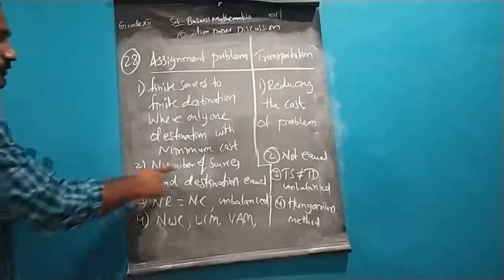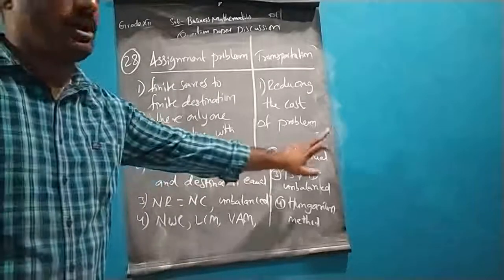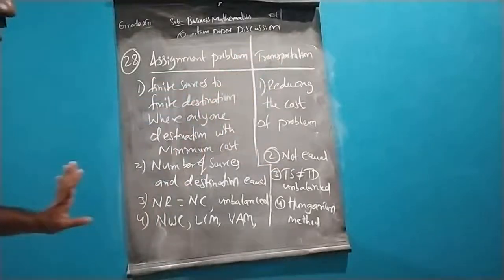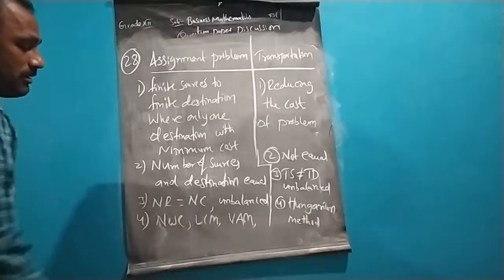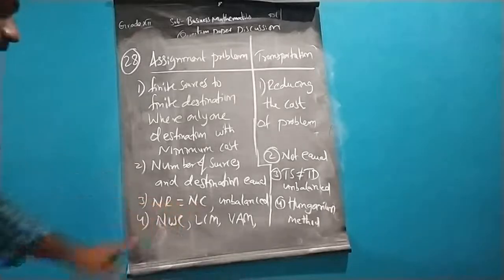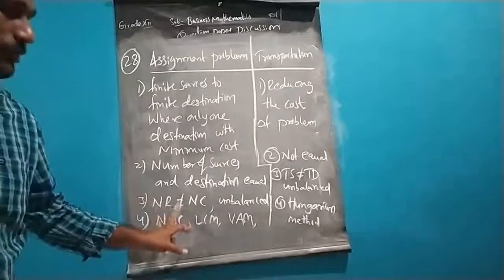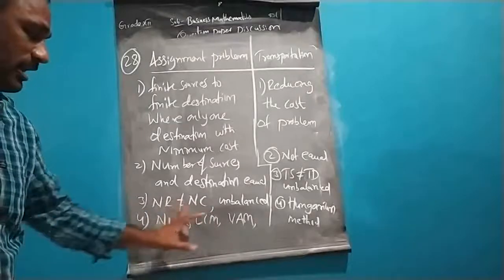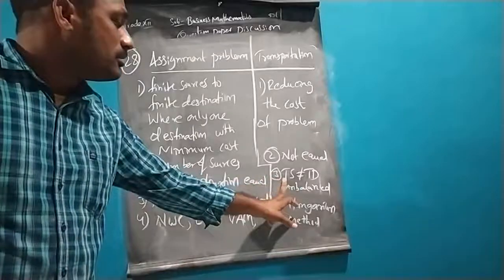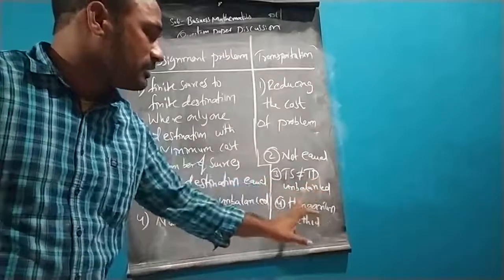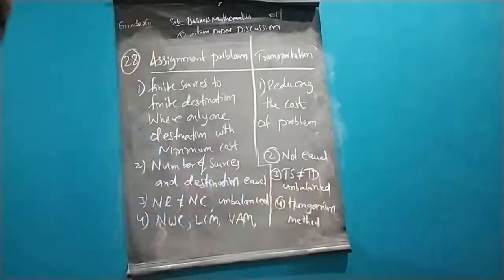In the assignment problem, the number of sources and destinations will be equal. Here in transportation they are not necessarily equal. Number of rows equals number of columns in assignment; NR means number of rows, NC means number of columns. If they are not equal, we call it unbalanced. And if the total supply and total demand are not equal, we call it unbalanced.